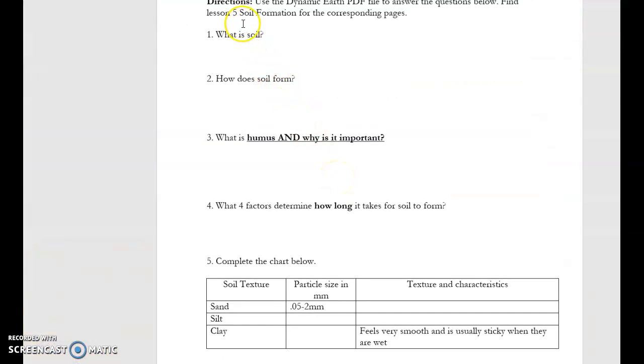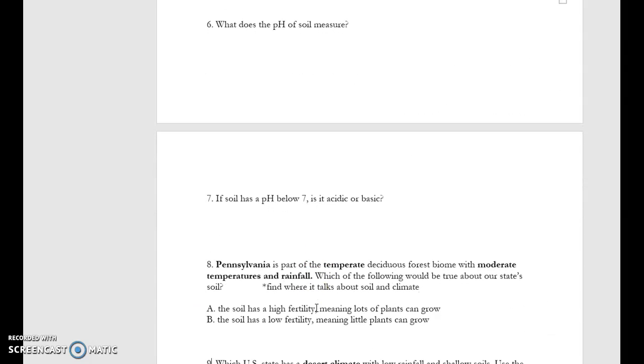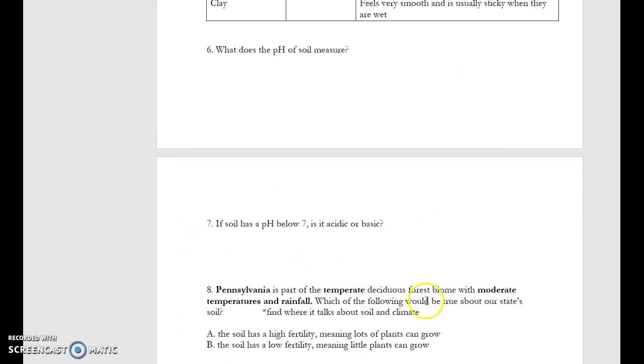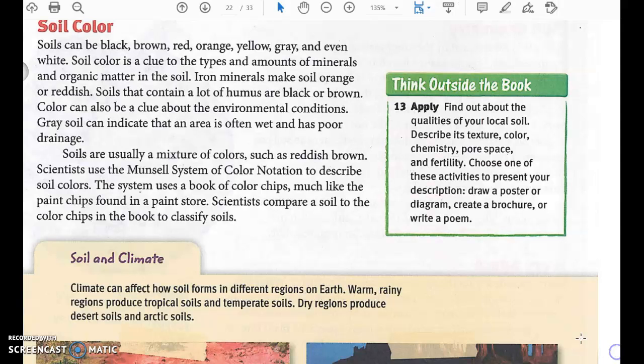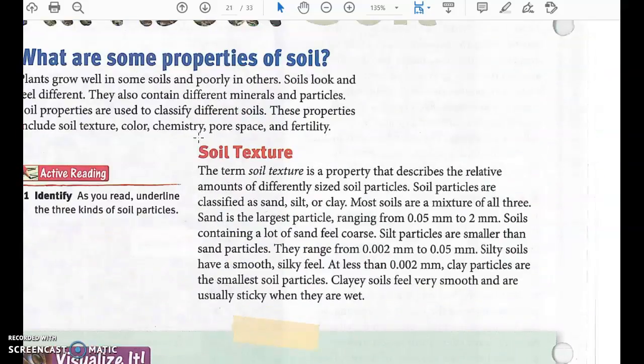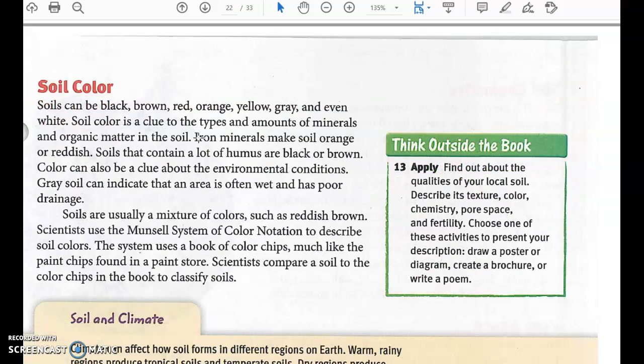So in video 1, we addressed the first few questions. Now we are ready to talk about pH, fertility, and how soils are in different climates, so how climates can affect soil. So I'm going to go back to my Dynamic Earth PDF file and recall that this is the last page we talked about and we ended here, and we are ready to move on to soil color.